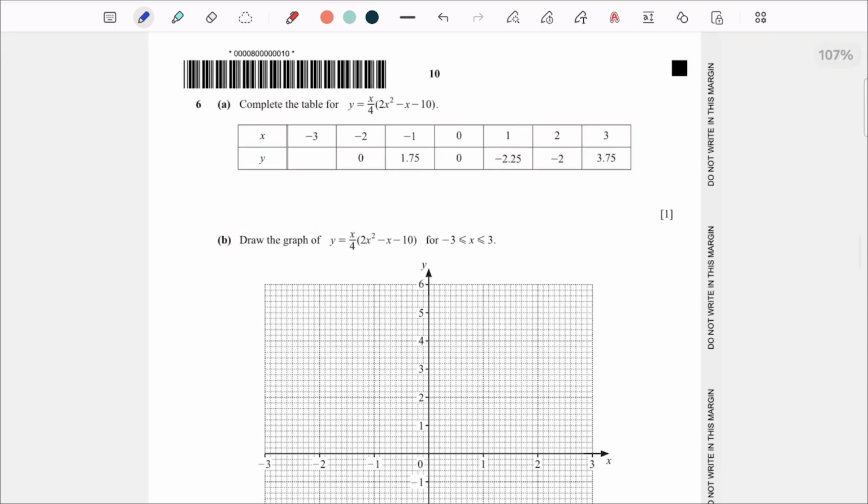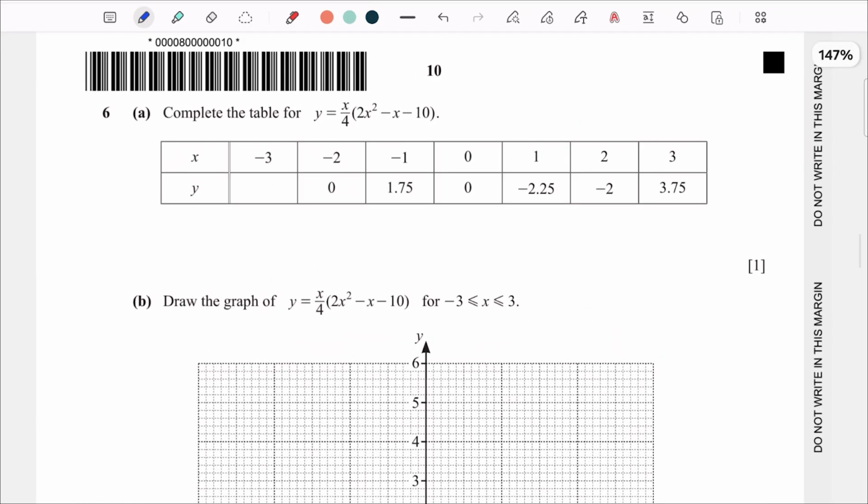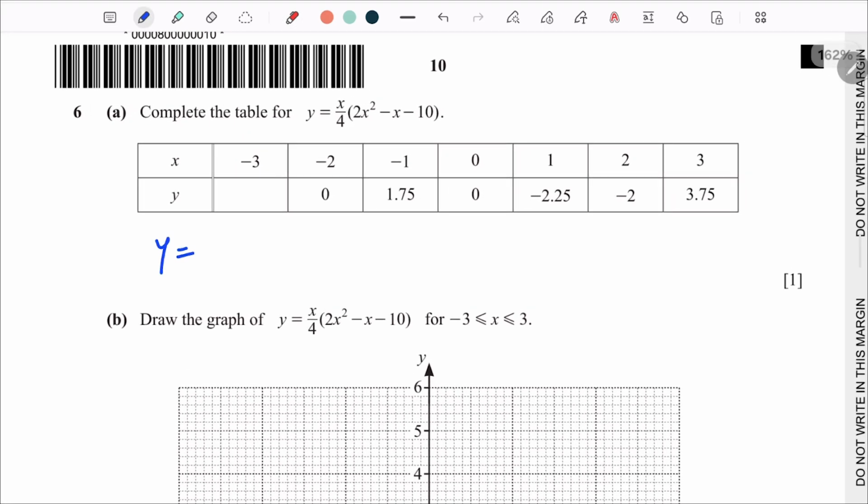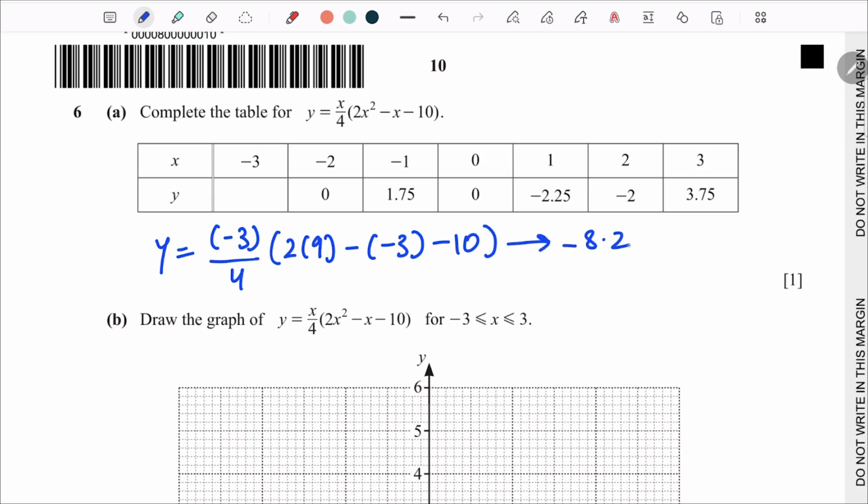Question 6a. Complete the table for y equals x over 4, bracket 2x squared minus x minus 10. Basically all the values are given. We only have to find the value of y where x is minus 3. So I'm going to take this equation, y is equal to, and substitute the value of x, which is negative 3. 2 multiplied by negative 3 squared is basically 9, minus 3, minus 10. And this will give me the value negative 8.25.